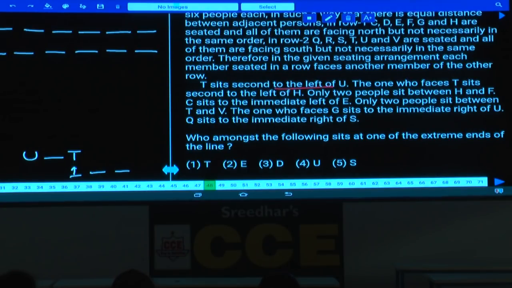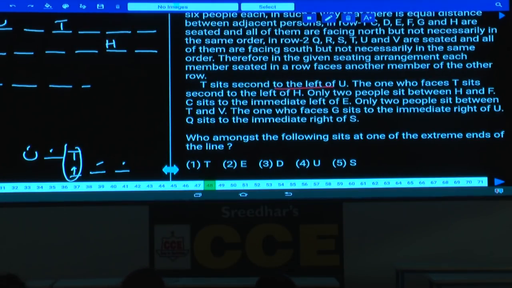Seated second to the left of H. And so how many persons have we covered? 1, 2, 3, 4 and 5. And so how many possibilities do we have? We have 2 possibilities. What are those 2? If U is here, blank, T, and 1, 2, H will be here. Are you following this one or not? The person who is facing T is seated second to the left of H. That is the first possibility.